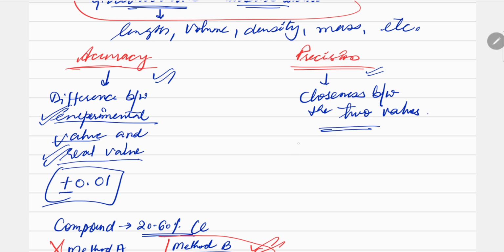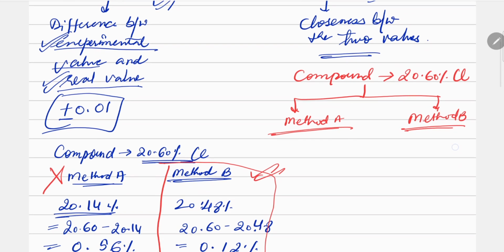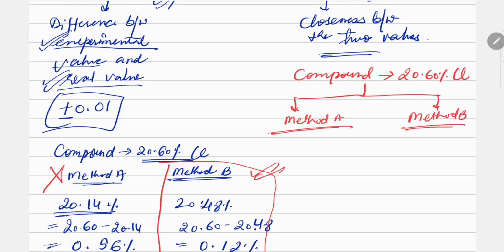Let's talk about precision now. Suppose once again you have the same compound we used earlier for the accuracy example. It has 20.60 chlorine, but once again there are two methods, method A and method B, to calculate the experimental value. Now remember, both these methods are going to give very close values, right?